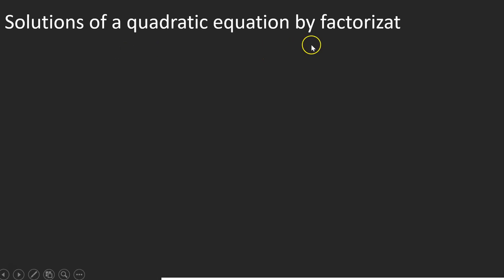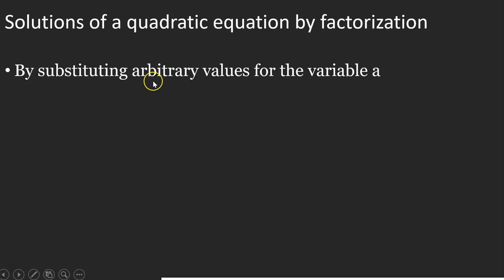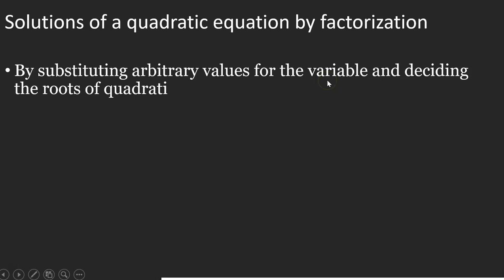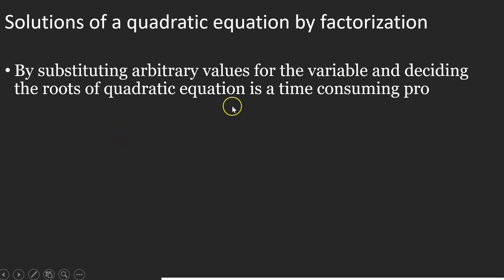Now let's learn new. What's new? Solution of a quadratic equation by factorization. By substituting arbitrary values for the variable and deciding the roots of quadratic equation is a time consuming process. जर आपण arbitrary values टाकल्यात, x is replaced by that arbitrary value, m is replaced by arbitrary value, आणि आपण प्रत्येकदा चेक करणार की 1/2 त्याचं रूट आहे का, 3 त्याचं रूट आहे का, that is this is the time consuming process. मग त्यासाठी काय केलं पाहिजे फॅक्टरसाठी?